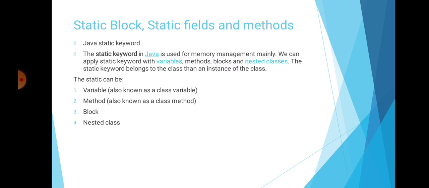In Java, basically the class contains variables called instance variables and methods called instance methods. When we create an object, memory gets allocated for the variables and methods also. If we create one more object, the same thing happens again and again. Then the Java static keyword is used mainly for memory management.